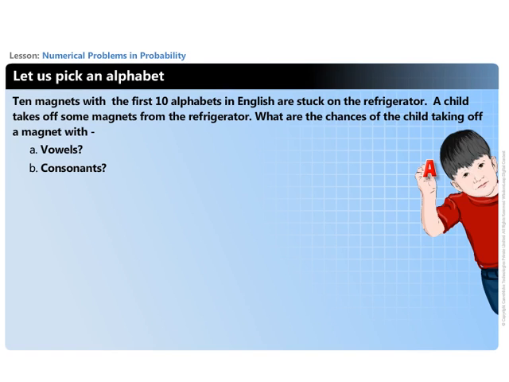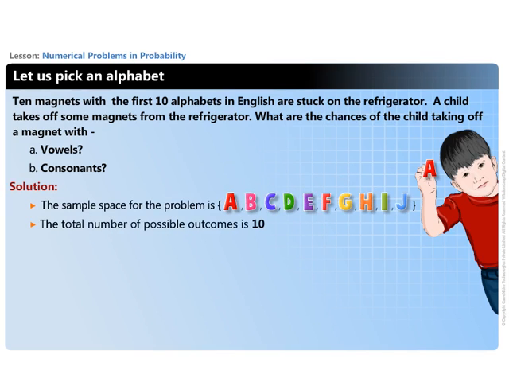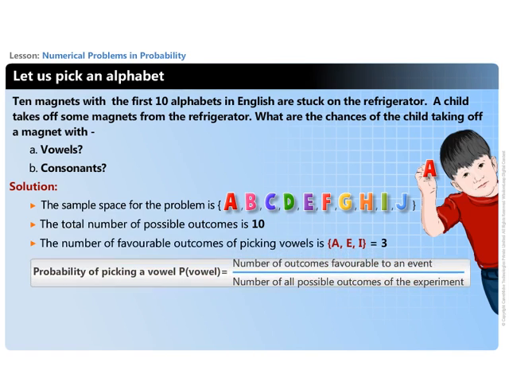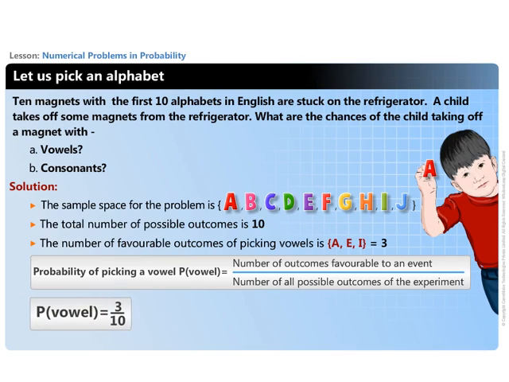Say the child has picked up a vowel. The sample space for the problem is A, B, C, D, E, F, G, H, I, J. The total number of possible outcomes is 10, and the number of favorable outcomes of picking vowels A, E, I is equal to 3. We know that the probability of picking up a vowel, P(vowel), is the ratio of number of outcomes favorable to an event to the number of all possible outcomes of the experiment. Substituting the values and simplifying, we get probability of picking up a vowel, P(vowel), is equal to 3 by 10.